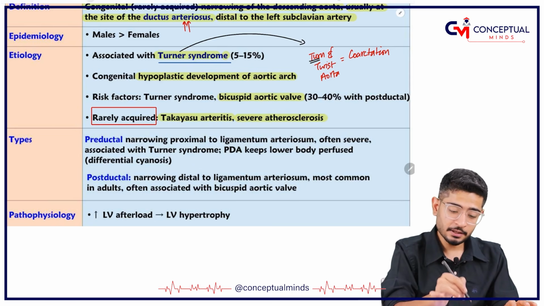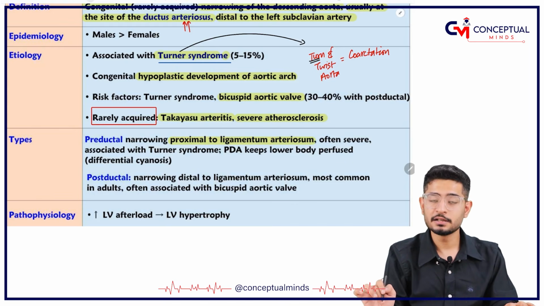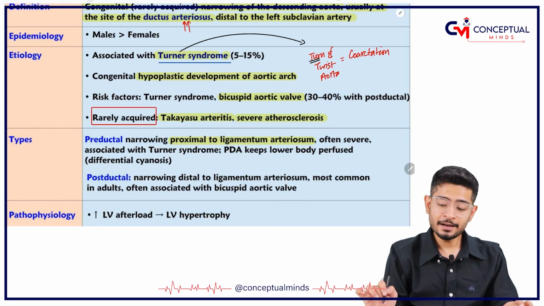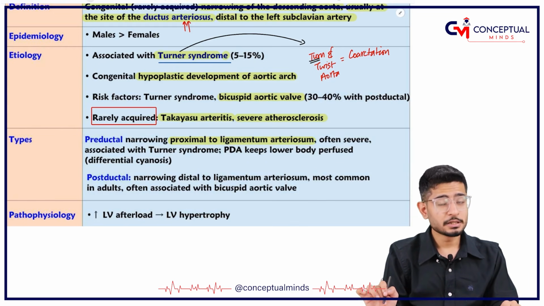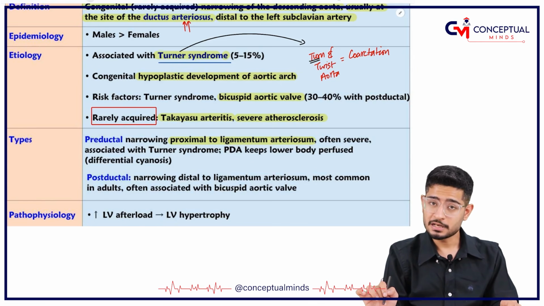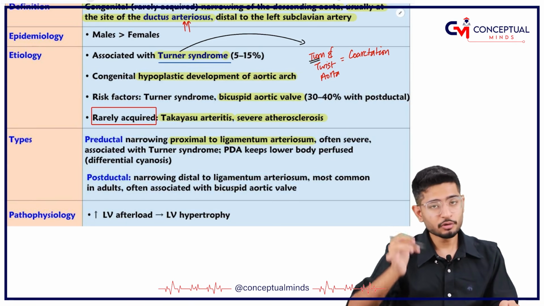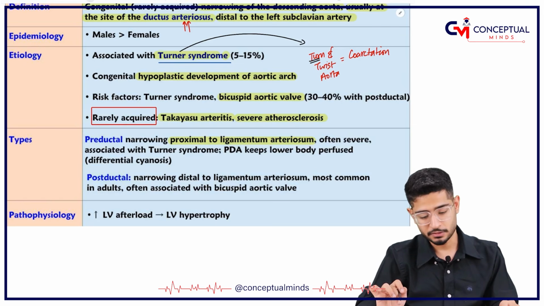Now pre-ductal and post-ductal. Pre-ductal means it is proximal to the ligamentum arteriosum, and the pre-ductal is actually severe. Why? Because now the blood is not going to go to your pulmonary vessels and not going to go to your systemic vessels also.